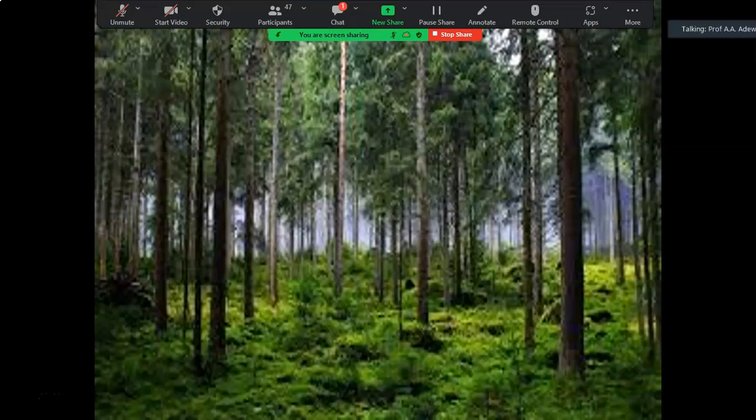Well, this is just to illustrate a forest, where you have different sizes of trees. Some are thin, some are fat, some are very fat. So, next slide.